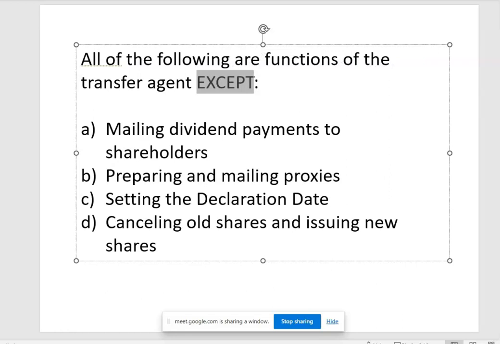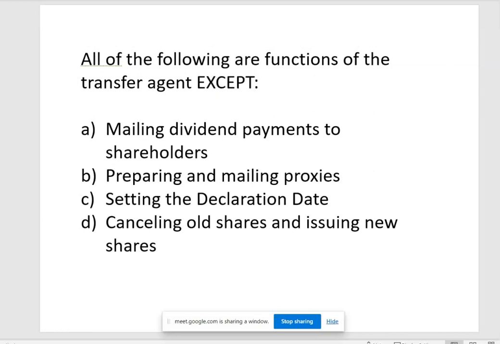Since the transfer agent has the list of shareholders, one of their roles is mailing out dividend payments. They know who the shareholders are, so they know who to send the checks to. They know who to send the proxies to, which is for proxy voting, and annual reports. And yes, when someone sells their stock, they bring in their paper stock certificate, the transfer agent cancels the old one, someone else buys it, and they issue a new one with that new person's name on it. The one thing they don't do is set the declaration date.